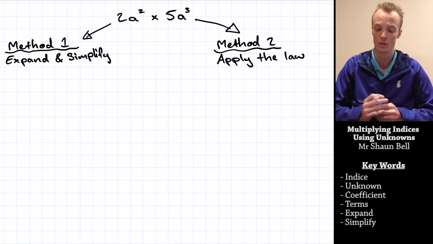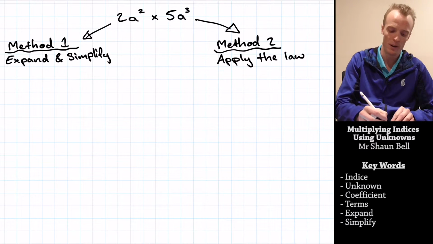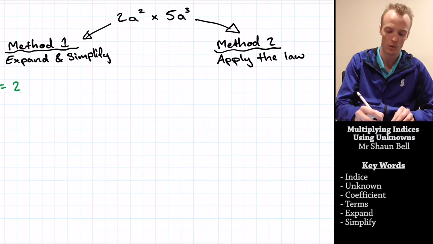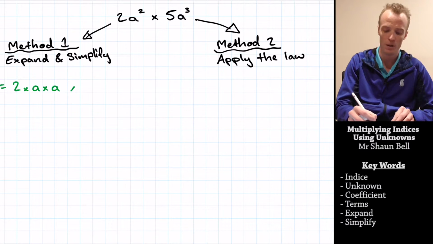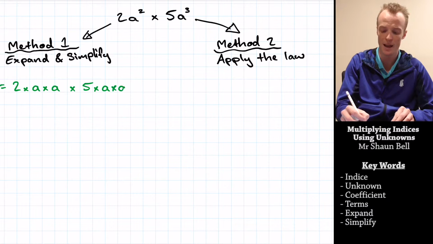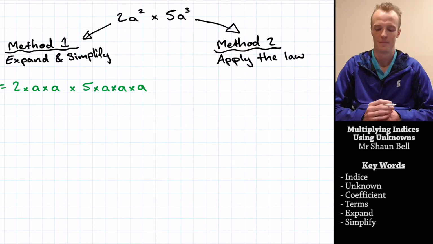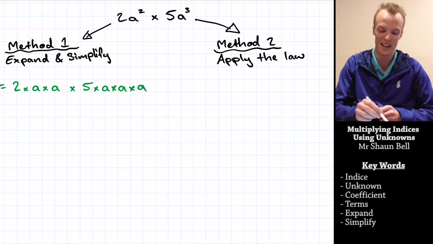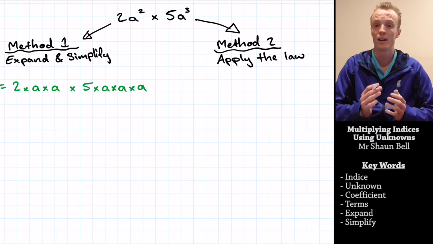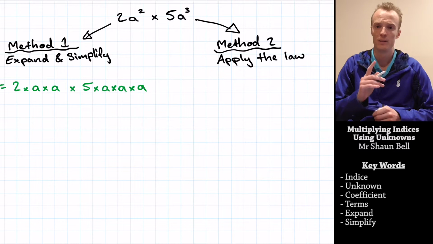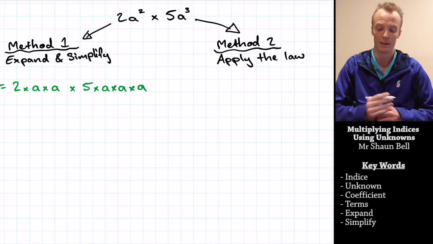So here I've got 2a to the power of 2 multiplied by 5a to the power of 3. In method 1, I want to expand this and simplify. So when I expand this, this is equal to 2 times a times a, multiplied by 5 times a times a times a. Because I've got multiplication between each and every one of my steps, I can write this in any order that I want, but it's only because I've got nothing but multiplication.